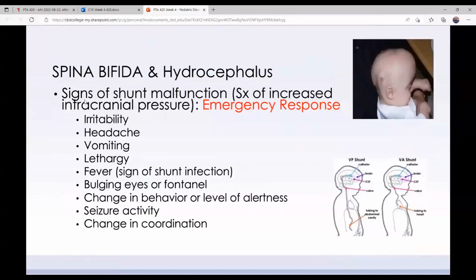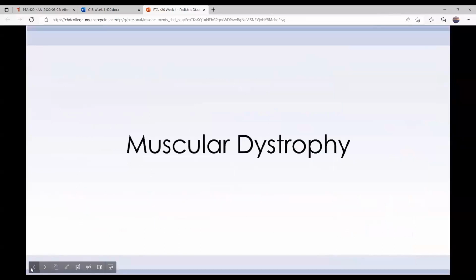But signs of shunt malfunction or intracranial pressure are all of the things that you listed within your pre-class assignment. Really great job for all of you.